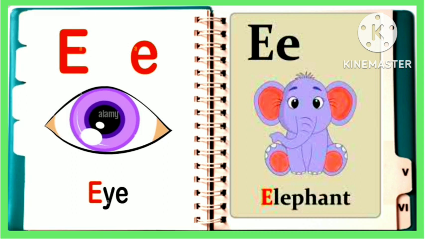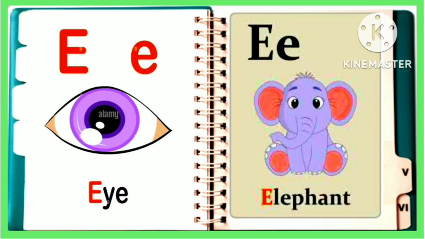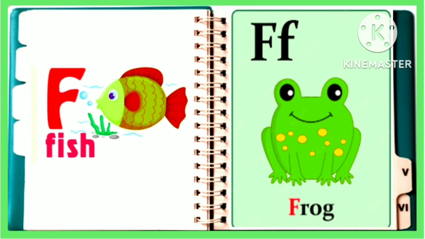E for eye and E for elephant, E E E. F for fish, F for frog, pop pop pop.